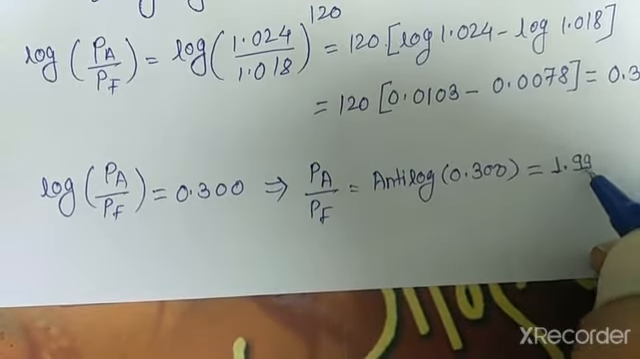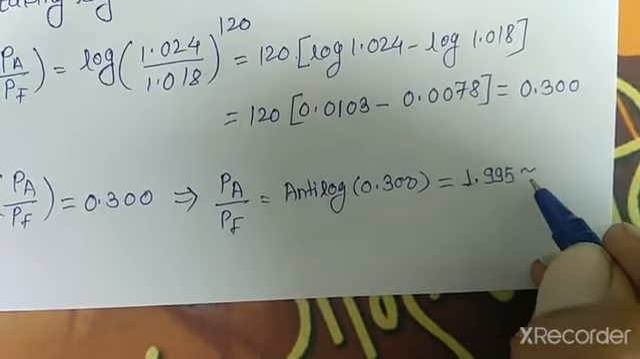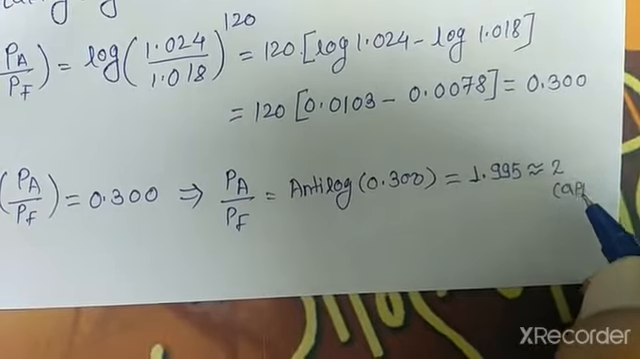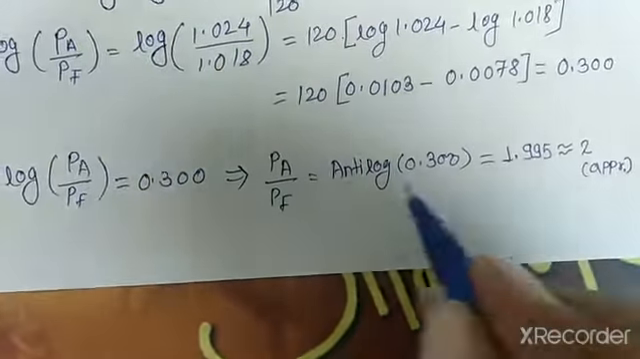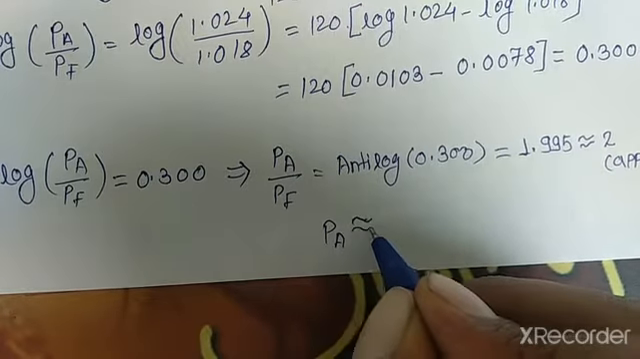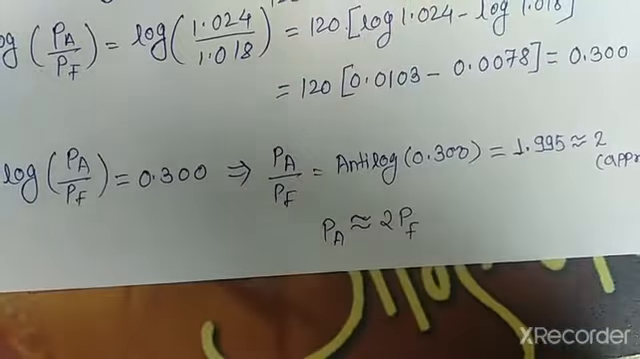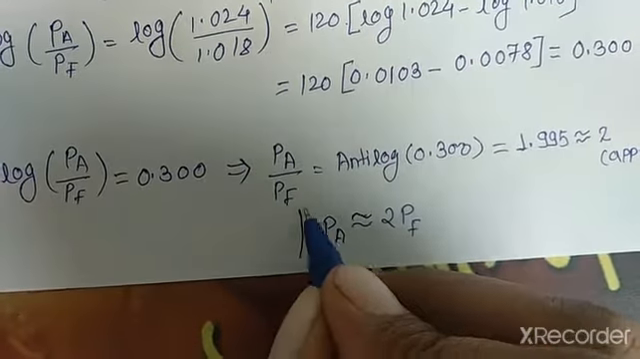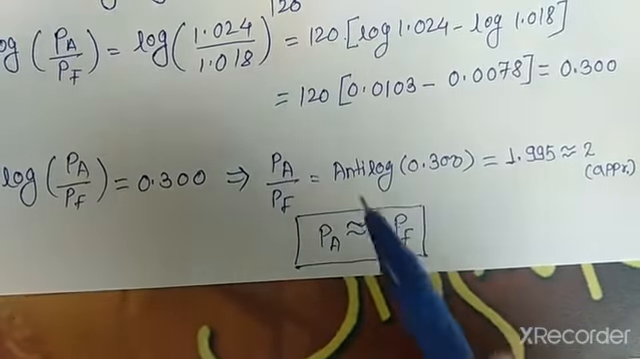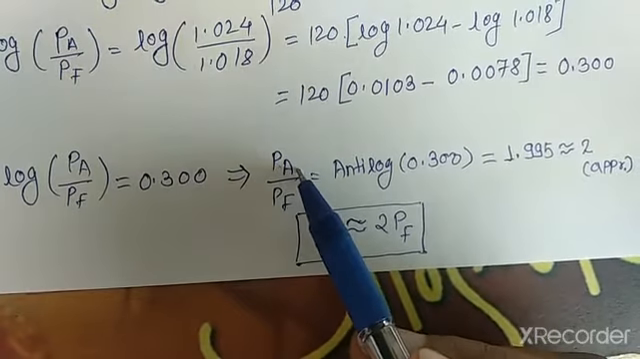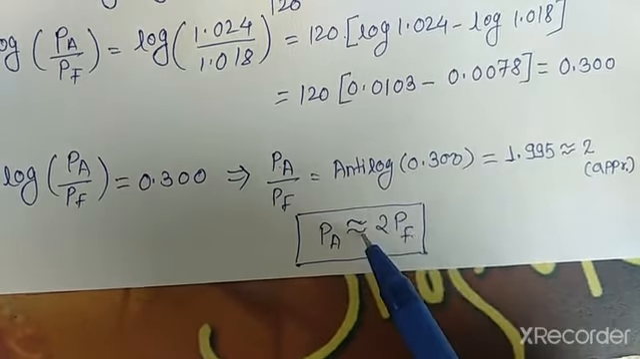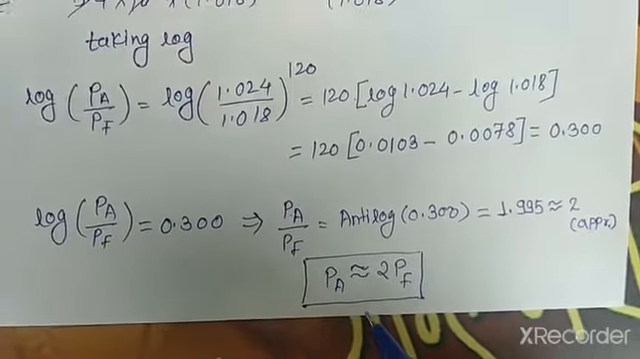1.995, which is approximately equal to 2. That means PA is approximately equal to twice PF, which is our required proof. So the population of Andhra Pradesh is approximately twice the population of France, roughly you may say.